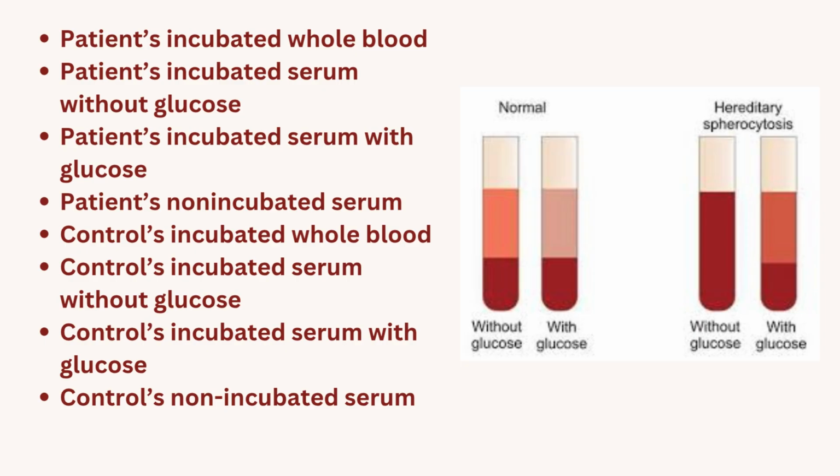So what we will be testing or looking for is the hemolysis. So you have to record the optical density readings of the following solutions diluted with cyan methemoglobin reagent using a spectrophotometer set at a wavelength of 550 nanometers, using the cyan methemoglobin reagent as the solution blank. So patient's incubated whole blood, patient's incubated serum without glucose, patient's serum with glucose, patient's non-incubated serum, and the four control tubes.